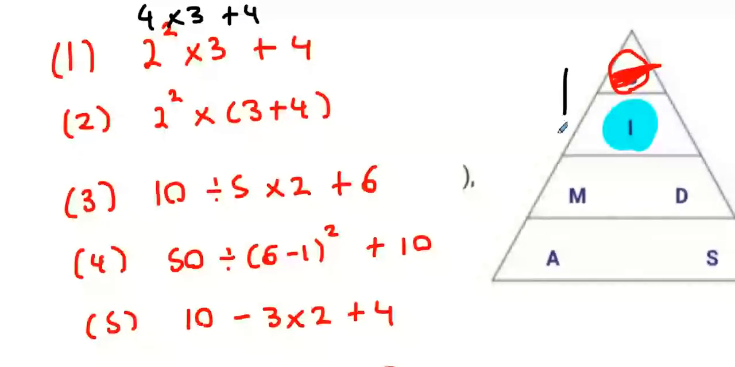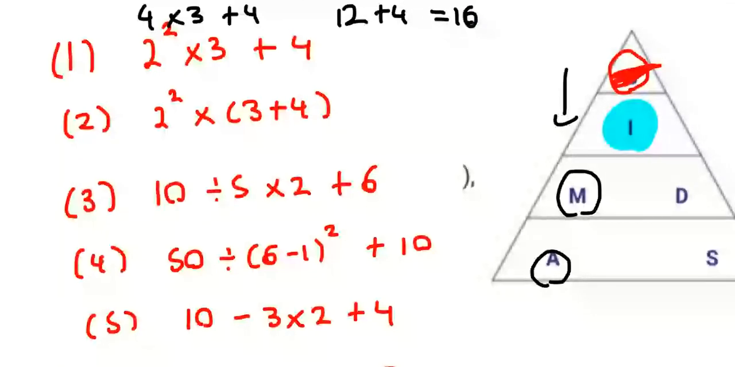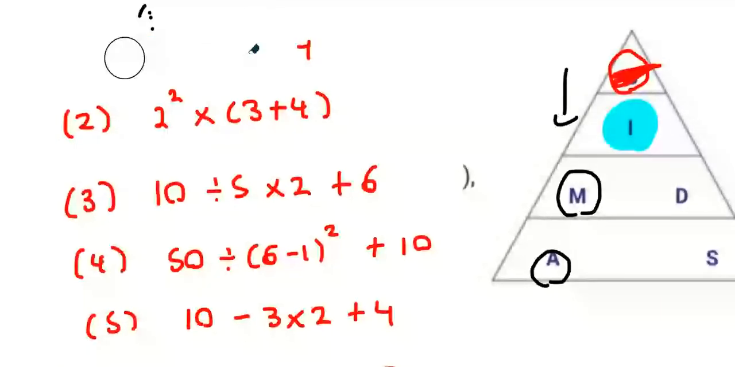Now, when you work your way down, you have to multiply before you add. So 4 multiplied by 3 is 12, 12 plus 4 is 16. And that's your first question done. The answer is 16, okay? So we get rid of this question. Now we're working on the next one, okay?